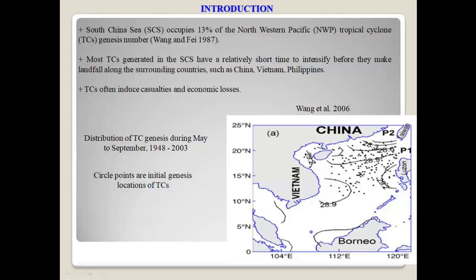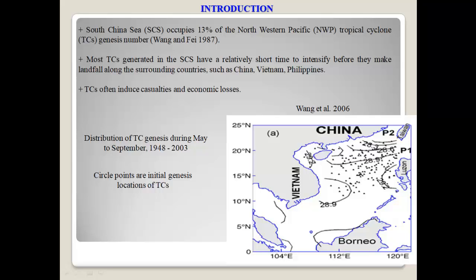Next, we will discuss our domain of interest, the South China Sea. You can see here, the South China Sea is a sea south of China, east of Vietnam, and west of the Philippines. This is a map of the spatial distribution of TC genesis in the South China Sea.